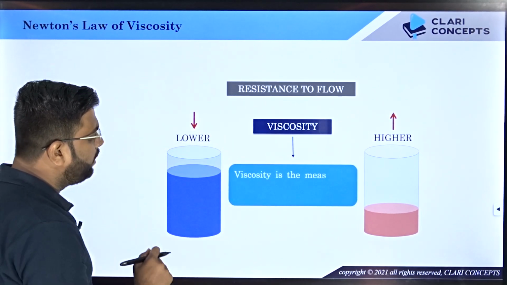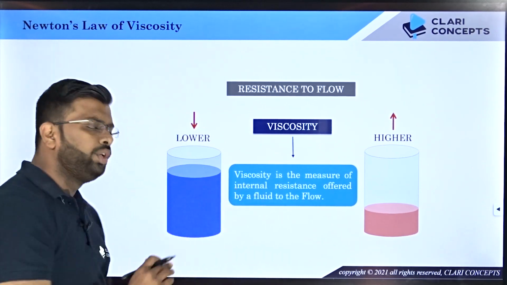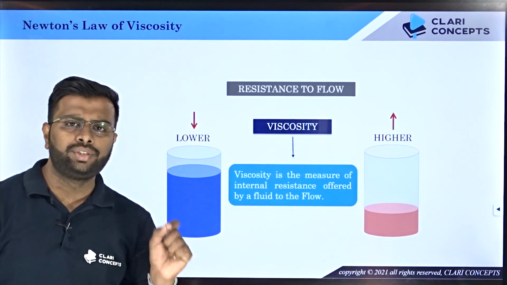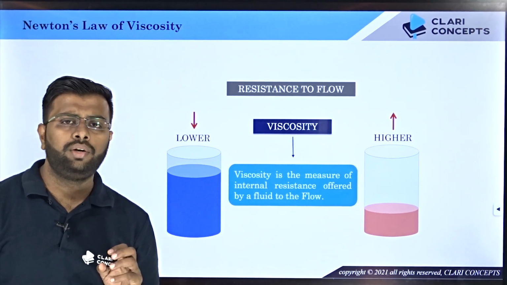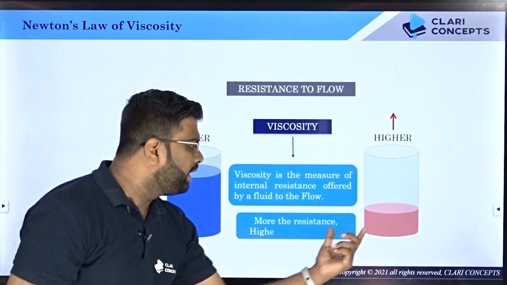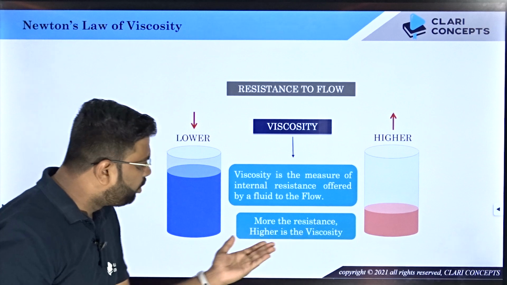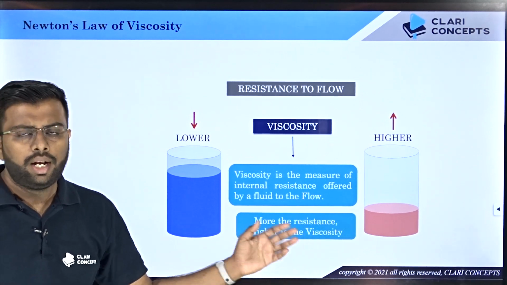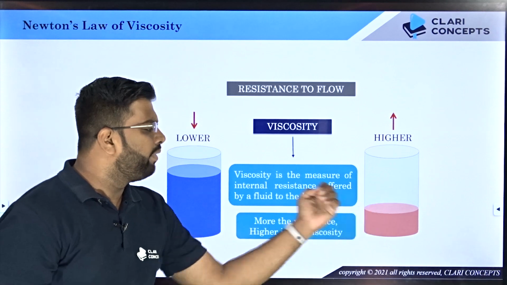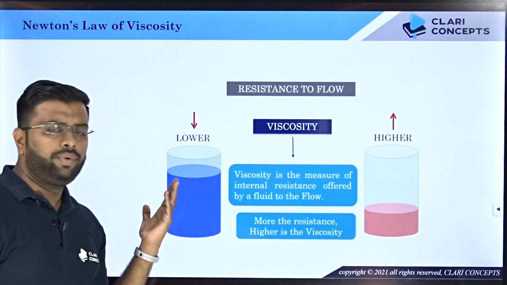So viscosity is nothing but the measure of the internal resistance offered by the fluid to the flow. What is viscosity? It is the measure of the internal resistance offered by the fluid itself to the flow. So you can say that the viscosity of this particular fluid is higher and the viscosity of this particular fluid is lower. More the resistance, higher is the viscosity. Now you can easily compare the two liquids and say that this liquid is highly viscous, and this liquid is relatively low viscous, right?